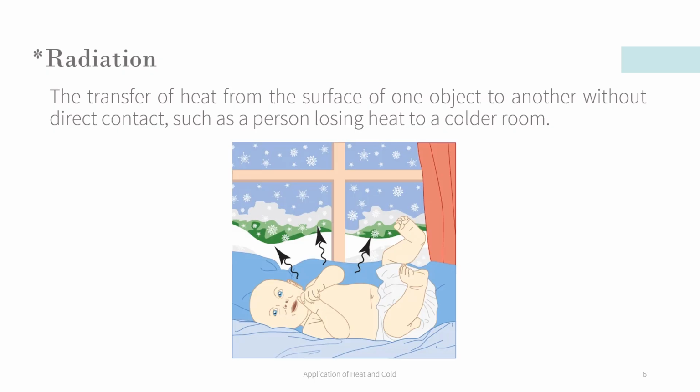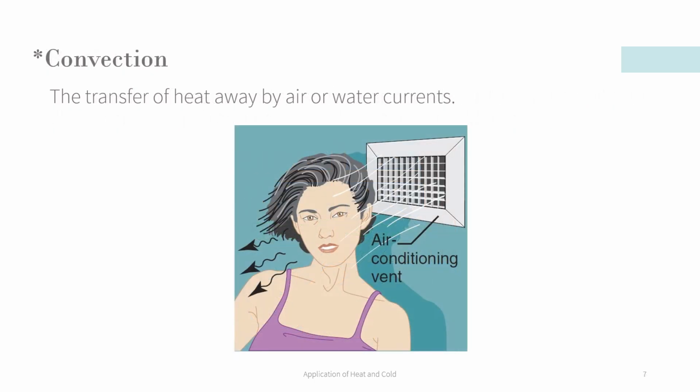Radiation is the transfer of heat from the surface of one object to another without direct contact, such as a person losing heat to a colder room. Convection is the transfer of heat away by air or water currents. Examples of promoting heat loss by convection include cool air blowing through an air conditioner or a fan. Also, a cool breeze blowing on a warm day are all good examples.